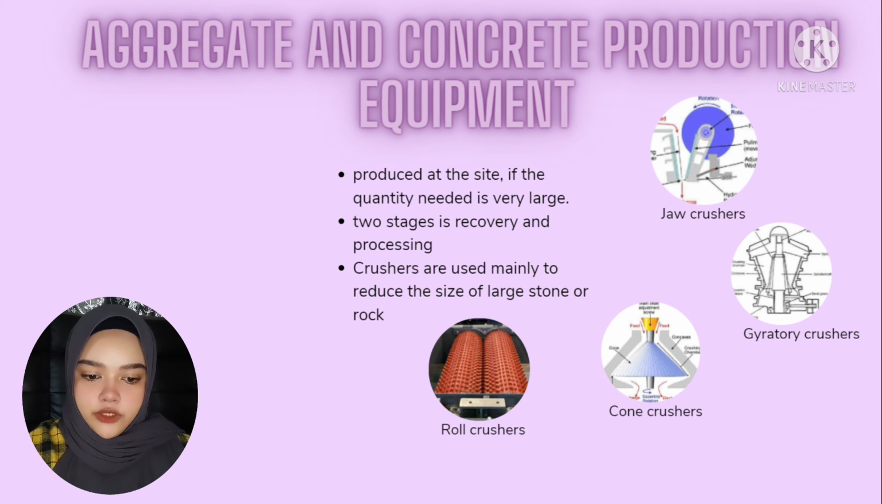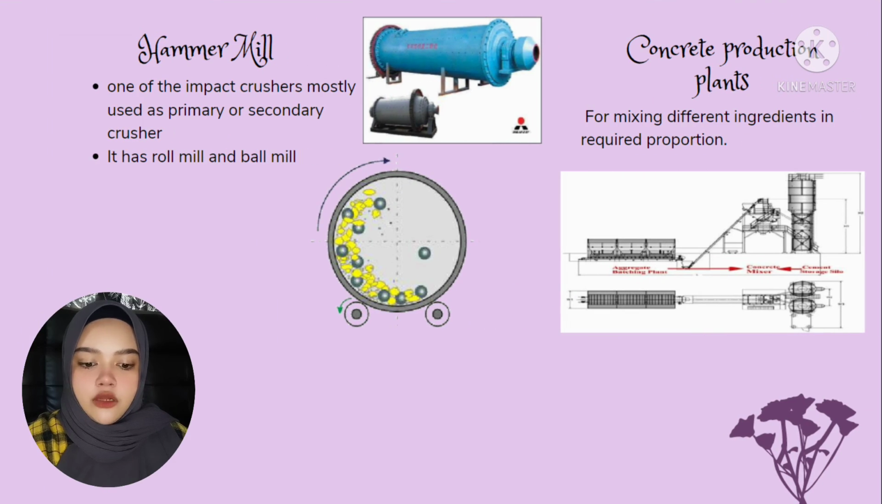Aggregate and concrete production equipment has to be produced at the site if the quantity needed is large. It has 2 stages, which are recovery and processing. Crushers are used mainly to reduce size of large stone or rock. For example, jaw crusher, gyratory crusher, cone crusher, and roll crusher. Hammer mill is one of the impact crushers mostly used as primary and secondary crusher. It has roll mill and ball mill.